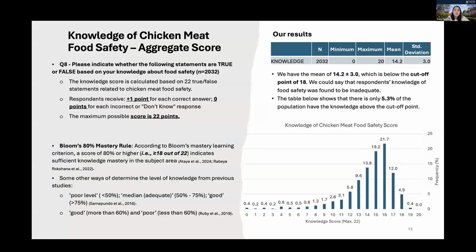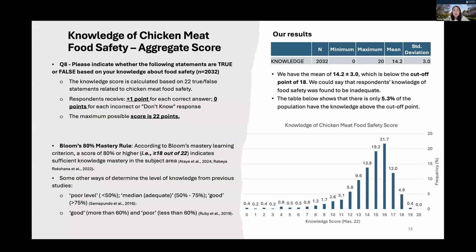Next slide, please, Kapil. So what we do preliminarily with this score is that there are 22 statements. We assign 1 point for each correct answer to compute a knowledge score, and 0 points to each incorrect or don't know answer. So a knowledge score would range from 0 to 22 points.